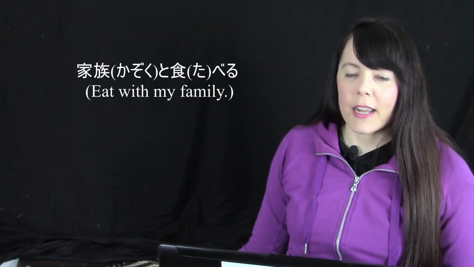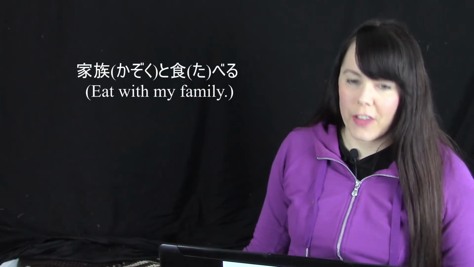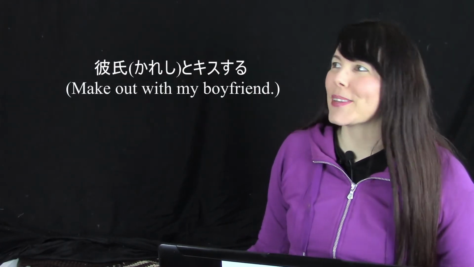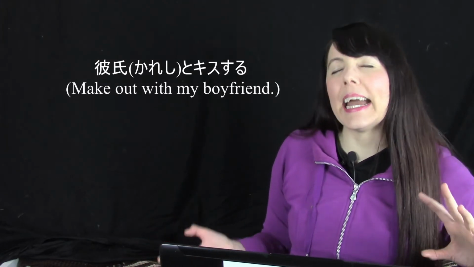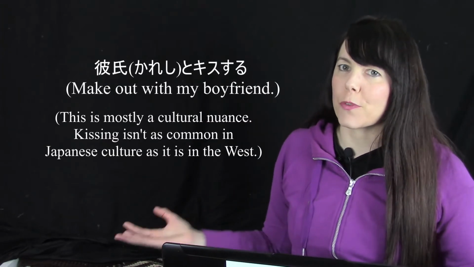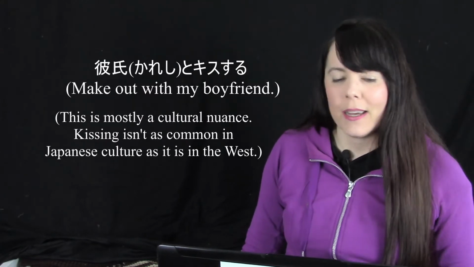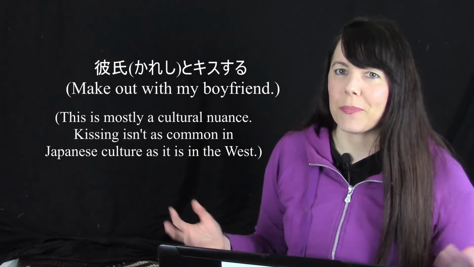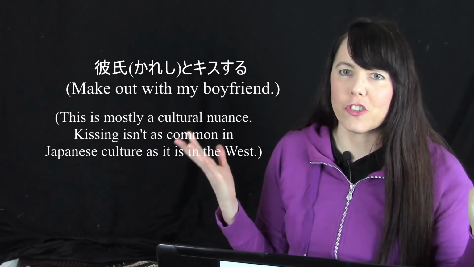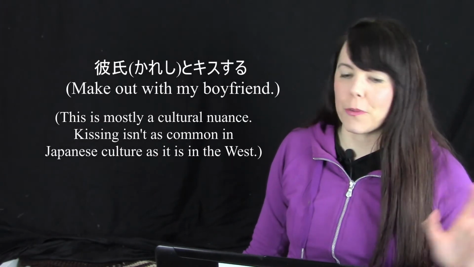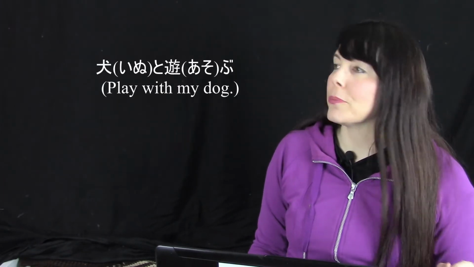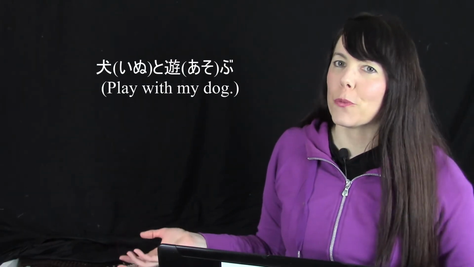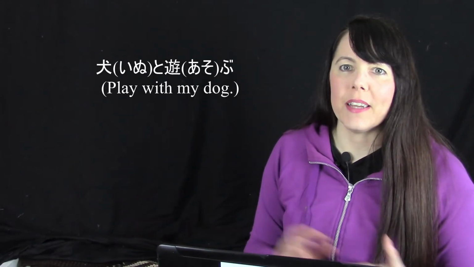Here are just some phrases. 家族と食べる, eat with my family. 彼氏とキスする, that's make out with my boyfriend. Even though you might think kiss just means kiss, it means more along the lines of intense romantic kissing, making out. It doesn't have to, but kisu suru is not quite the same as just kissing. It's a little more specific than our general term kissing. 犬と遊ぶ, play with a dog, my dog, the dog. So if you ever really want to note with whom you're doing an activity, then to is very useful.